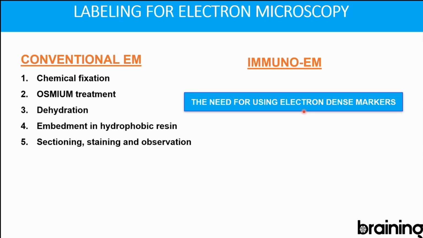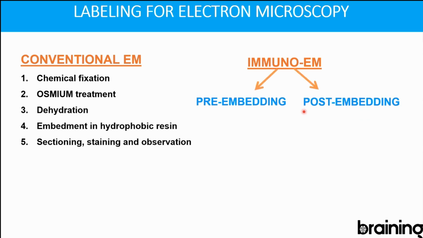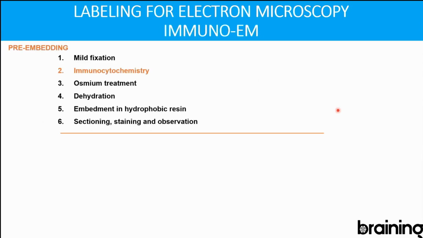So for this we're going to use two different methods: the pre-embedding method and the post-embedding method. That means that we can do the labeling prior to the embedment in the resin, or after we have done all this processing. So after you do the processing, you get your section, and then you do the labeling afterwards. I'm going to be focusing on these two procedures right now. This is the next step that we're going to go through. So what is the pre-embedding method?